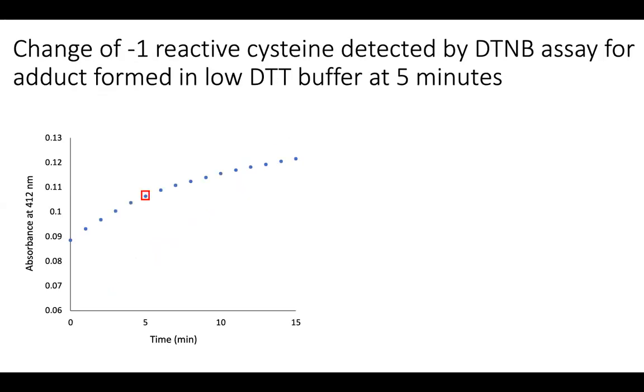I then wanted to see if there was a time at which I could take an endpoint and observe a difference of 1 less reactive cysteine residue in a Keap1 monophore adduct as opposed to the wild-type control. This loss of 1 reactive cysteine residue would be expected in the adduct since the most solvent-exposed cysteine, the tethering cysteine, cysteine 434, would be lost upon adduct formation.